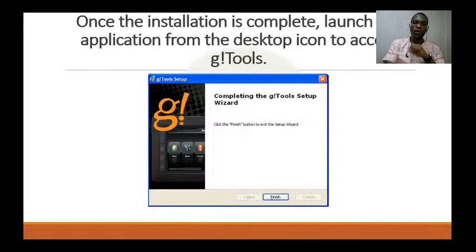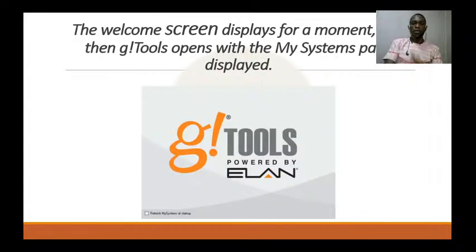After I click on install, you come to this place. Once the installation is complete, it will run through the installation processes. So once it is complete, it takes you to this page. Now once you have this, it asks you to launch the application from the desktop icon to access G2s. So once you click on this, it boots up, it brings you to this welcome screen. The welcome screen displays for a moment, and then G2s opens with the My Systems page displayed.